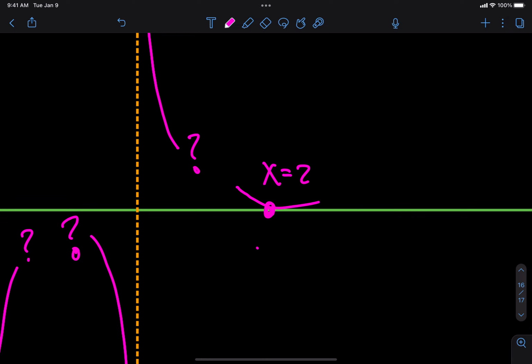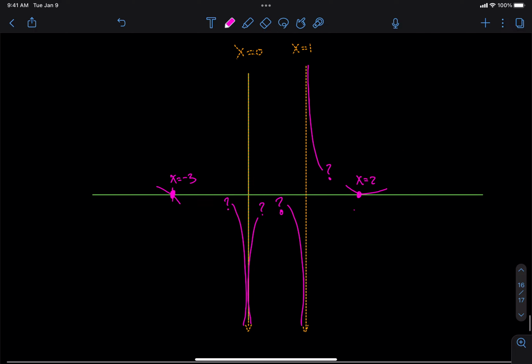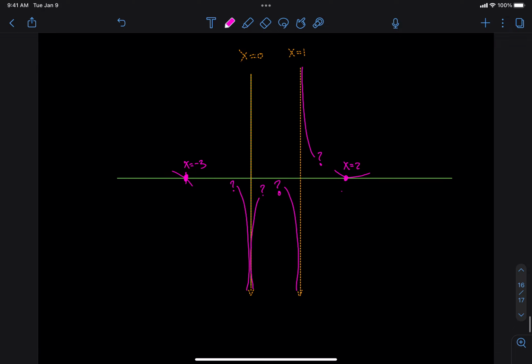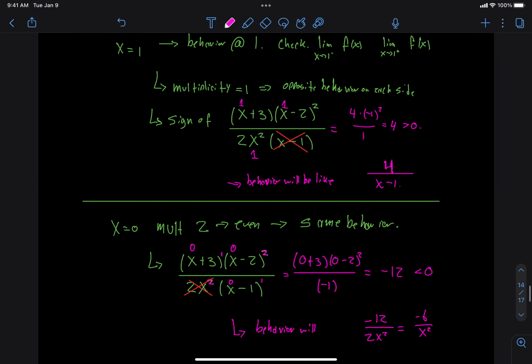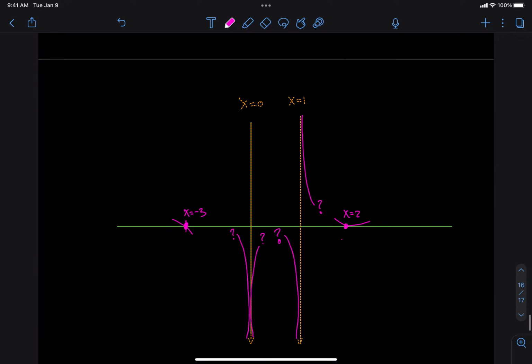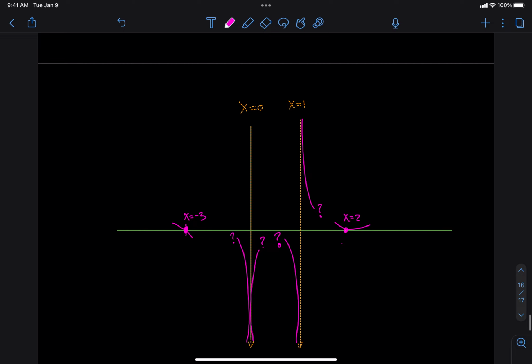We know it's probably going to look something like this here, and something like this here. So at the end of the day, our goal is to draw this kind of connect-the-dots type of graph and then fill it in. So only a couple things left to do. That's the zeros, and the behavior near the zeros is just going to be either bouncing or passing depending on whether it has even multiplicity or odd multiplicity.